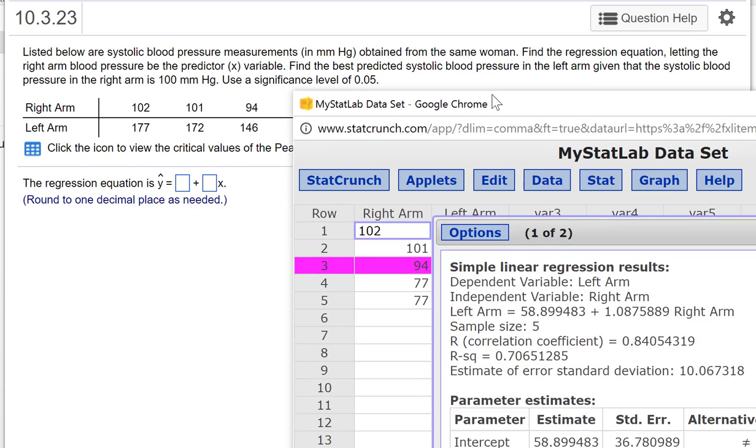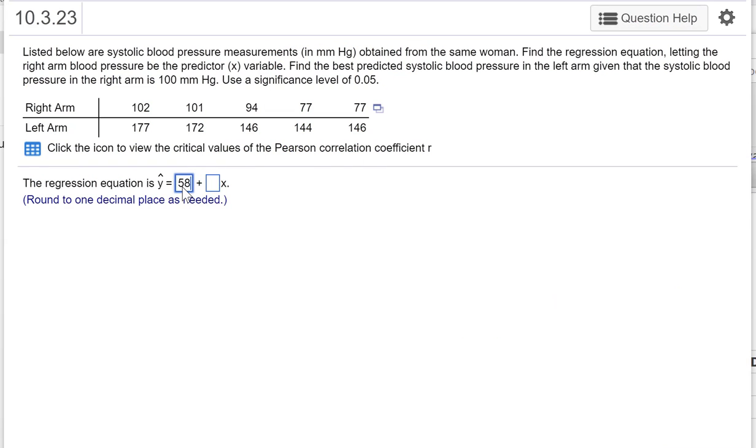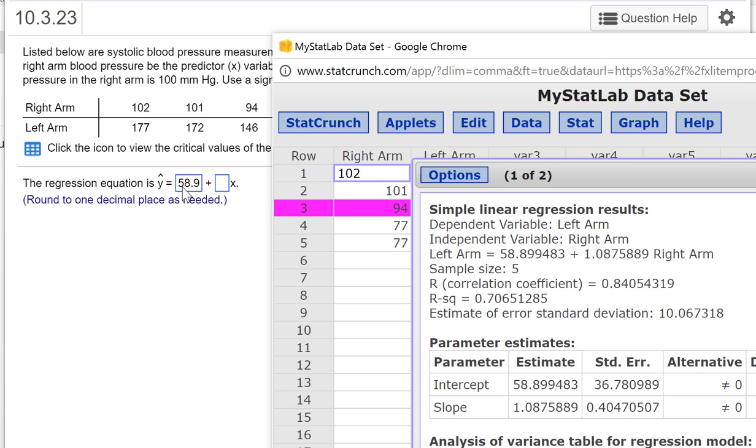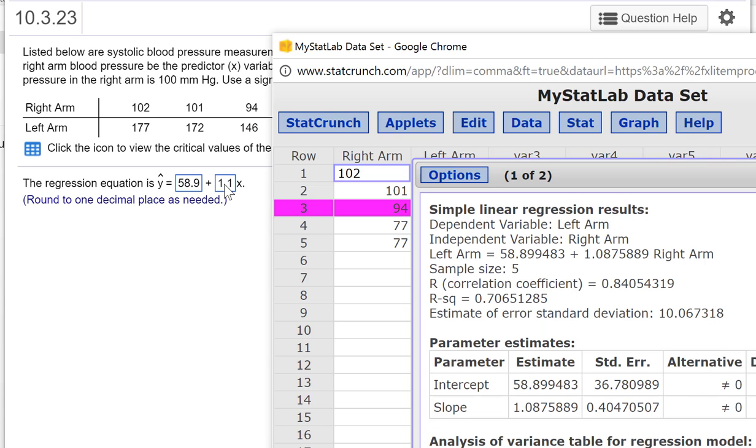Rounding to 1 decimal place is needed. So it's going to be 58.9, and then 1.1. And that is a plus. Okay, don't want to miss that.